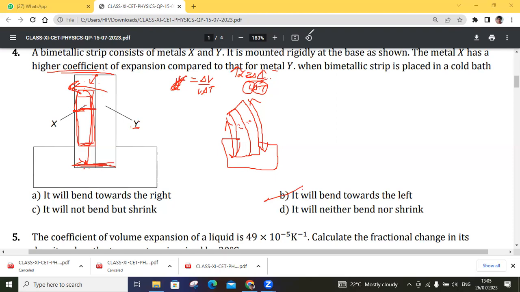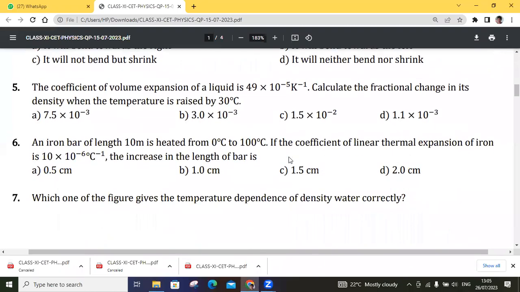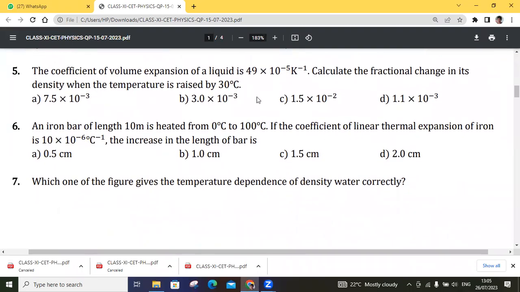Then we go to the fifth question. The coefficient of volume expansion of a liquid is 49 into 10 power minus 5 per Kelvin. Calculate the fractional change in its density when the temperature is raised by 30 degrees Celsius. See, gamma is equal to delta V by V delta T. Density is equal to mass by volume, and gamma is 49 into 10 power minus 5 and delta T is 30.